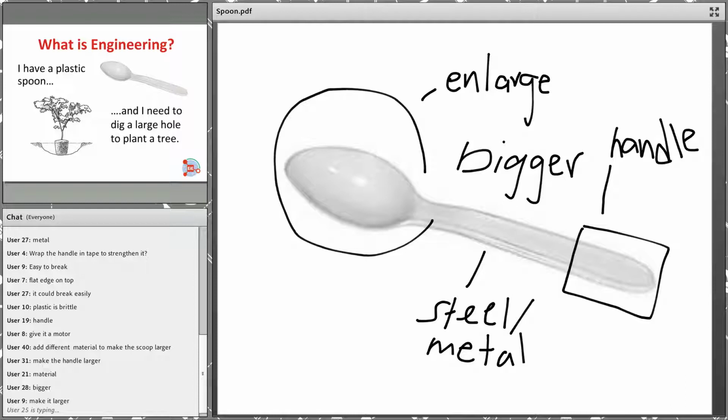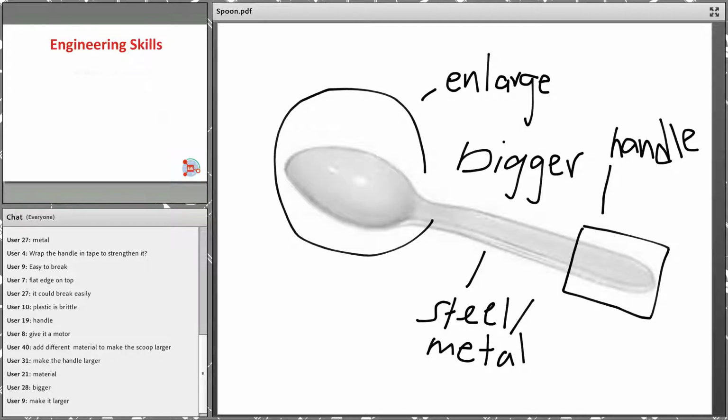Great. All right, so all of these changes that we did to our spoon, we were thinking like engineers. We were engaging in a process that engineers engage in, thinking about what the problem we have is. And my problem was I wanted to dig a hole for my plants. And I had a spoon that I was using, but it wasn't appropriately designed for my problem. So you helped me apply some different design aspects to it.